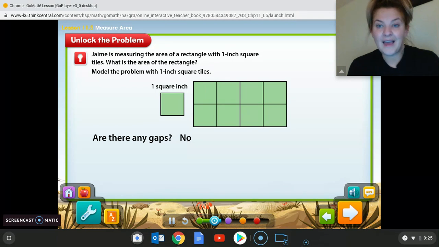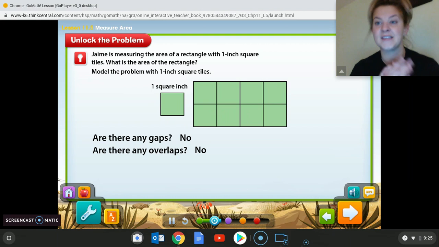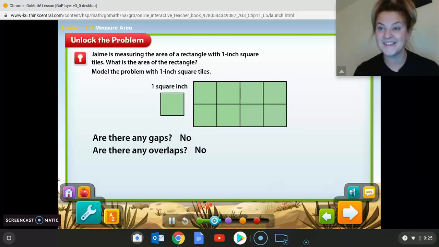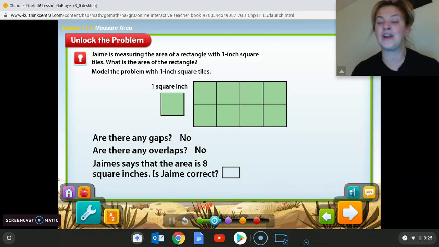Is there any overlapping? Did any of my squares get cut off because another square is on top of it? No. So can you see how if you tiled your room this nicely, you would need 8 square inch tiles? I'm sorry, not 6, 8. Do you see how I've covered the entire inside, but nothing's overlapping? So if Jaime says that the area is 8 square inches, is he correct?